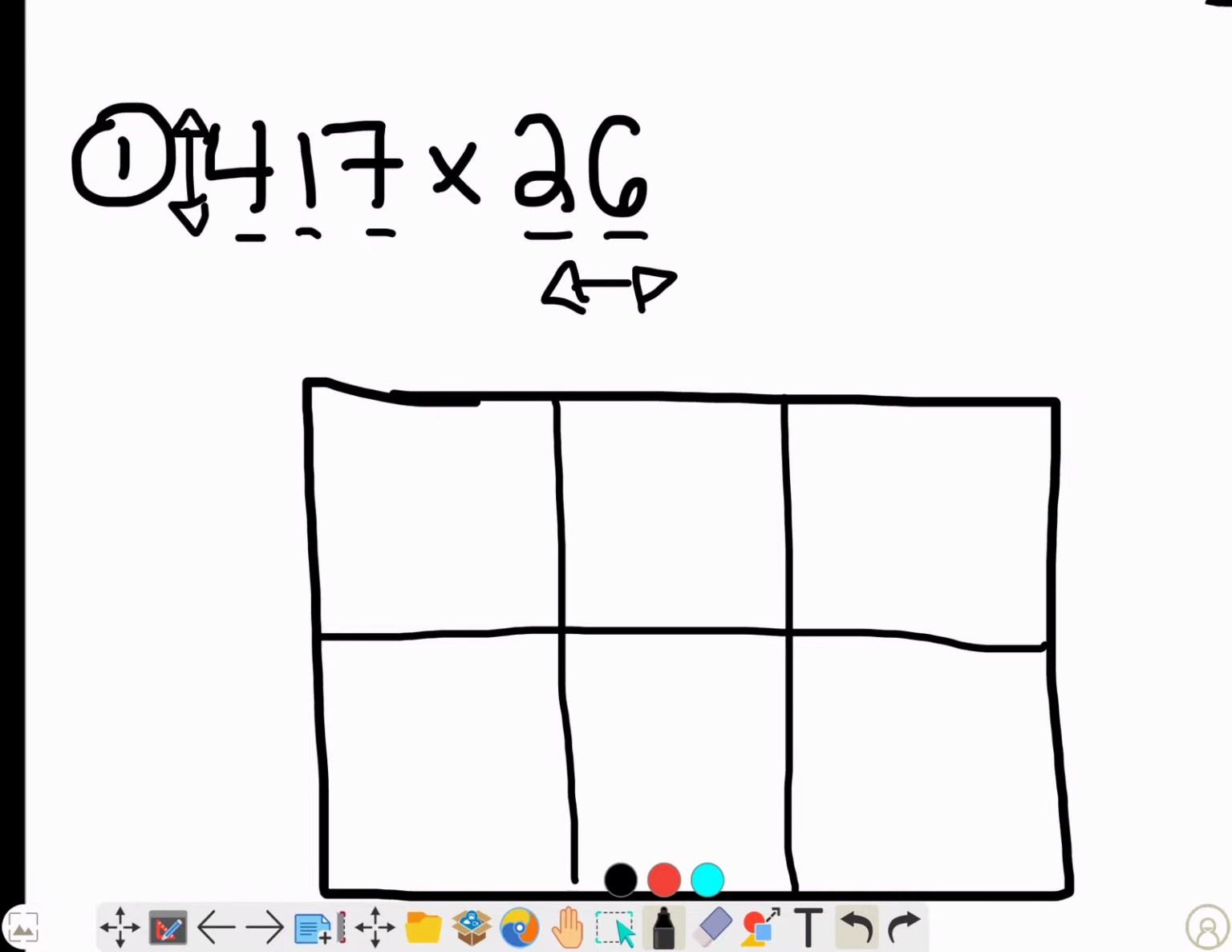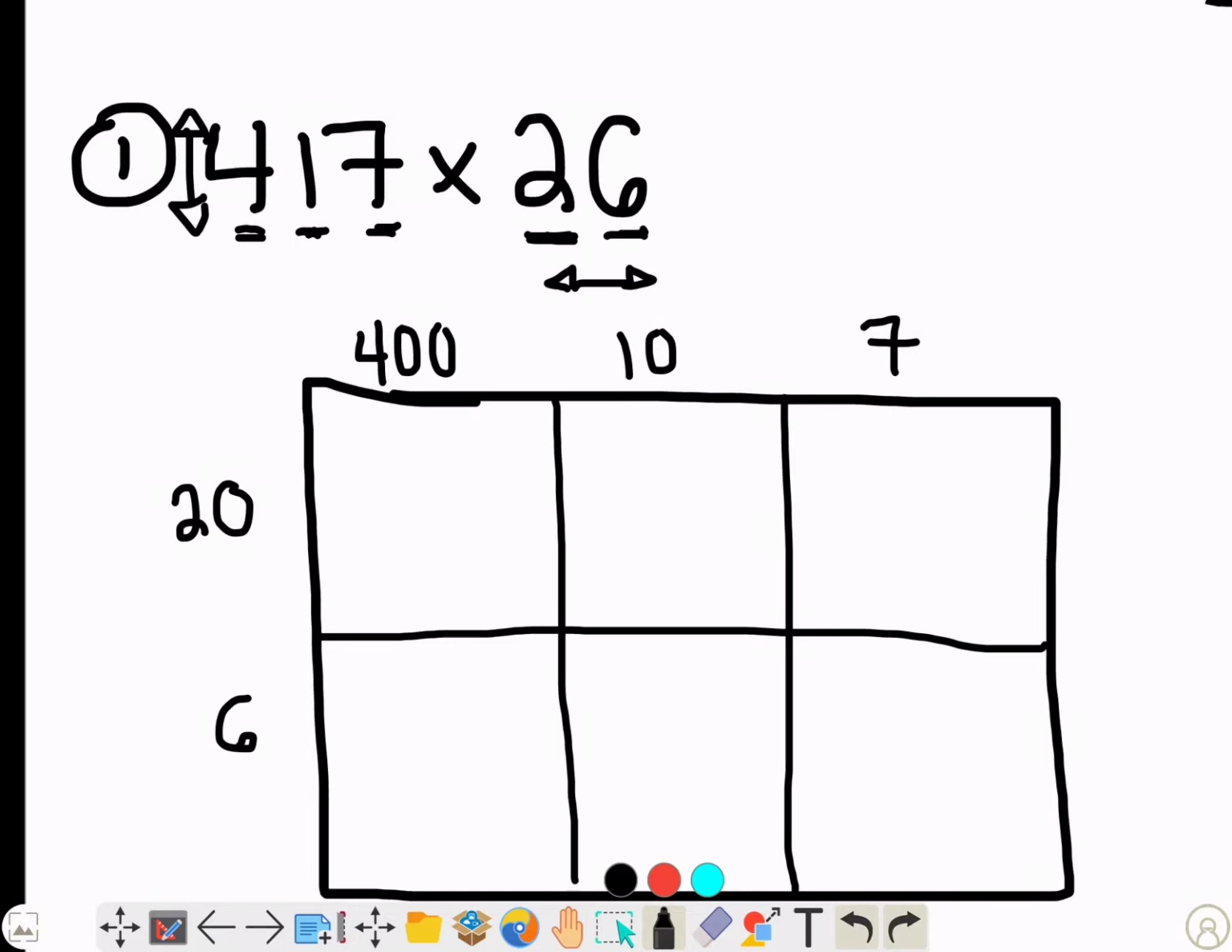And so the first number has 3 place values, so I'm going to have 3 columns. The second number has 2 place values, so I'm going to have 2 rows. So I went ahead and set up the boxes for you. For this first box, I'm going to do 400 because there's a 4 in the hundreds place, 10 because there's a 1 in the tens place, and a 7 because there's a 7 in the ones place. Then I'll go the other direction. There's a 2 in the tens place, so that's 20, a 6 in the ones, so that's 6.